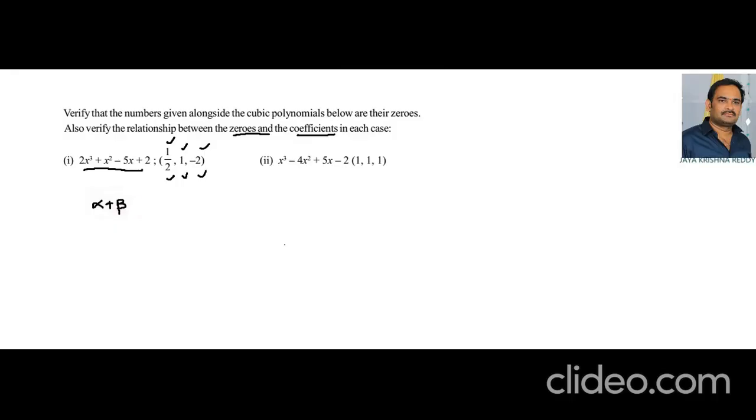What are the formulas? Alpha plus beta plus gamma equals minus b by a, and alpha beta plus beta gamma plus alpha gamma equals c by a, and alpha into beta into gamma equals minus d by a. In the same way, for the second polynomial also, you have to verify the three given numbers 1, 1, 1 as zeros of the given polynomial or not, and afterwards you have to check the relationship between the zeros and coefficients by using these three formulas.